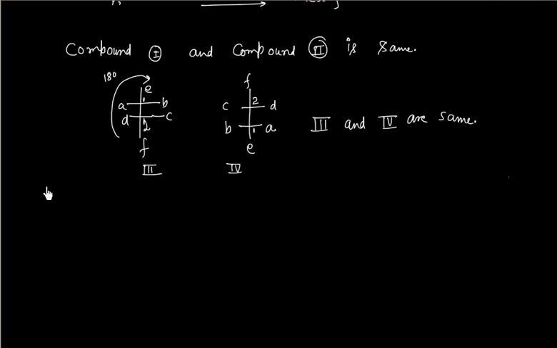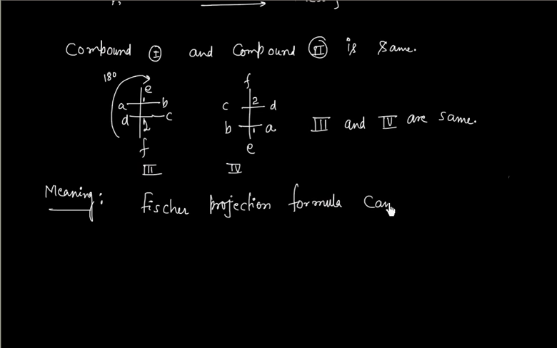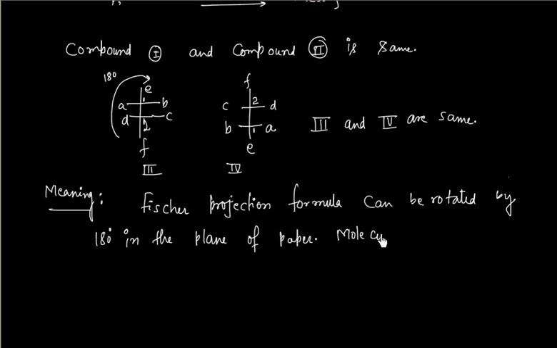So the meaning is, a Fischer projection formula can be rotated by 180 degrees in the plane of paper. The molecule will remain the same in this case.